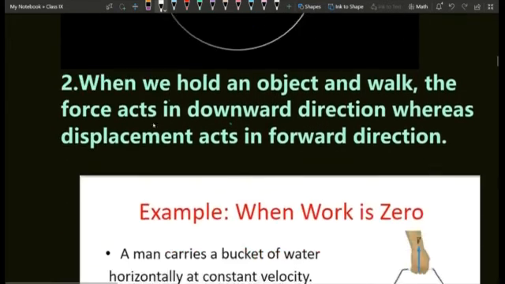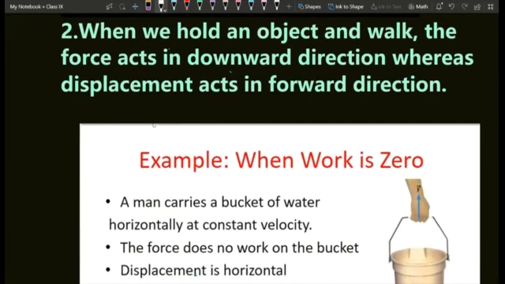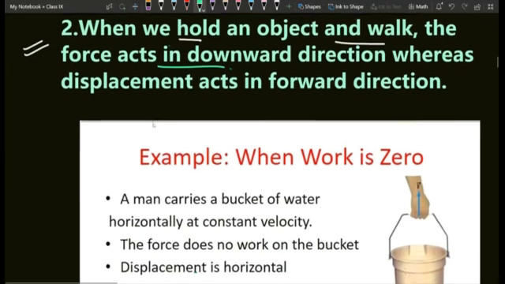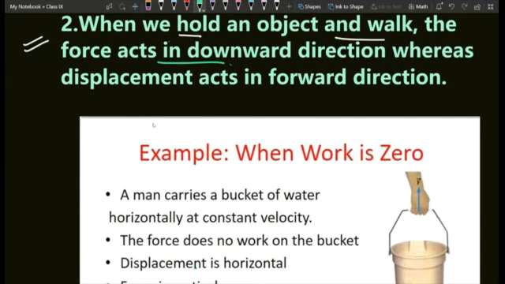Now, the second one, when we hold an object and walk, this is a very beautiful situation. Please try to understand, when we hold an object and walk, think about this, not while lifting the object up, while walking only. Suppose anyone has held an object and he's walking. Now, the force acts in the downward direction due to gravity, and the displacement is in the forward direction, that is 90 degrees to the force. You see this situation?